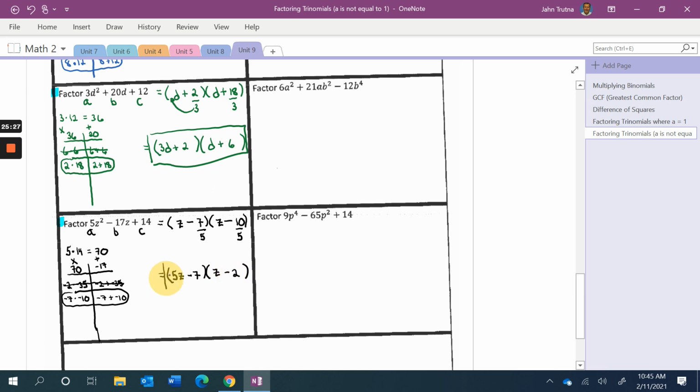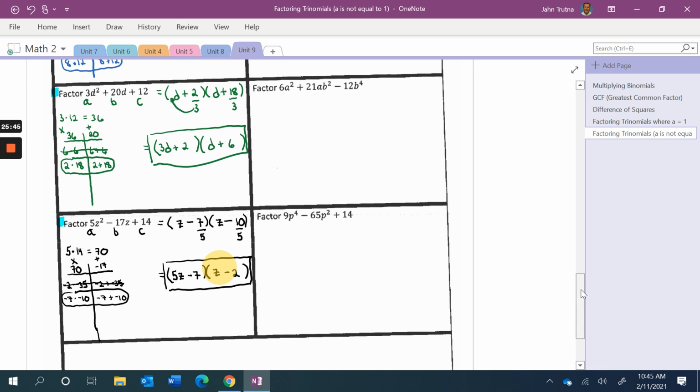Okay, so there we go. There's my factors. So the quantity 5z minus 7 multiplied with the quantity z minus 2 would equal the original expression 5z to the second minus 17z plus 14, which is exactly what factoring is, finding two things that multiply to make the original expression.